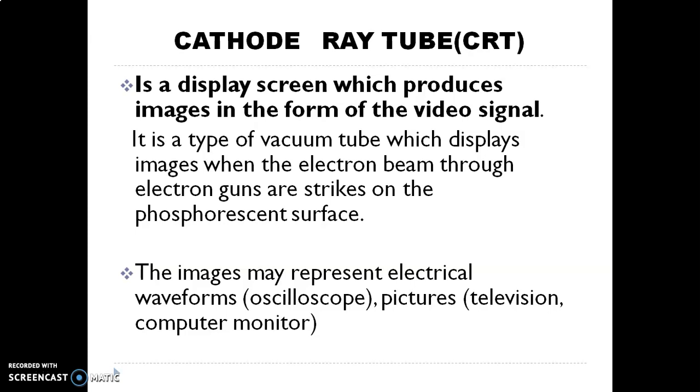It is a display screen which produces an image in the form of video signals. It is a type of vacuum tube which displays an image when an electron beam from electron guns strikes the phosphorescent surface. Here we are talking about tubes which use cathode rays. If the cathode rays move in this tube and hit the fluorescent screen of the cathode ray tube, the tube tends to glow, and the light seen in the cathode ray tube forms video signals. The image may be represented as an electrical wave, which is an oscilloscope, or a picture.